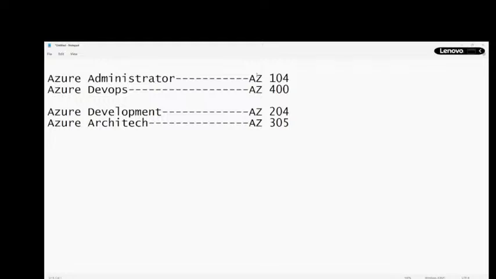Is any coding required, sir? For administration, no coding is required. That is why we have a separate development paper. For development, you should be proficient in Java, .NET, so that you can move to development. Azure administration and DevOps is total configuration and implementation. No coding is required, though some scripting is required.